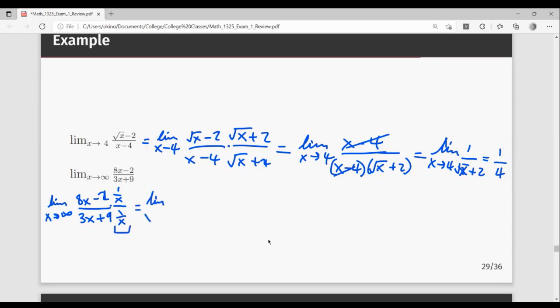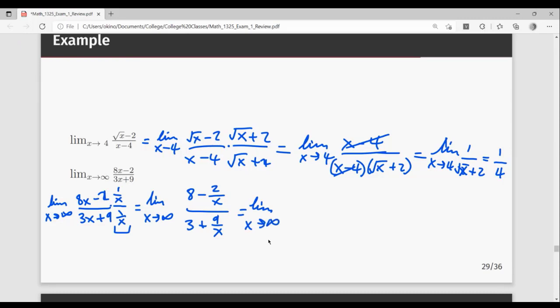So I'm going to distribute that 1 over x. So I have 8 times 1 over x. Those x's cancel, I just have 8. Then 2 times 1 over x, which is just 2 over x. Then I have 3x times 1 over x. The x's cancel, I have 3. Plus 9 times 1 over x, 9 over x, right?